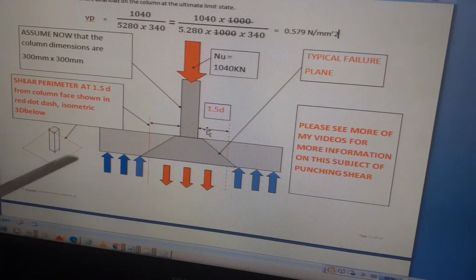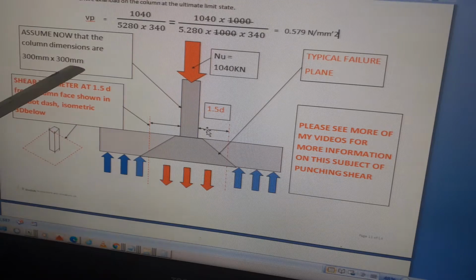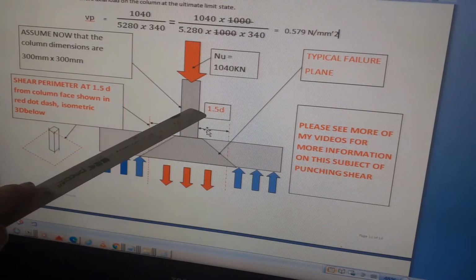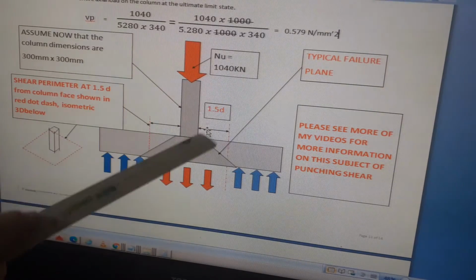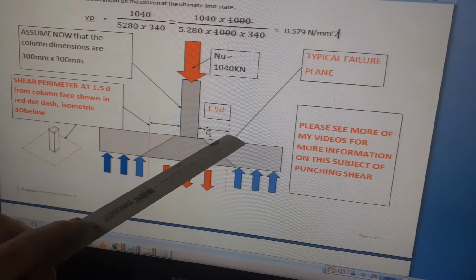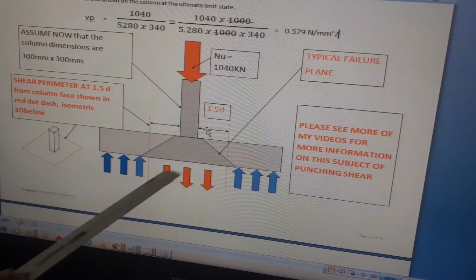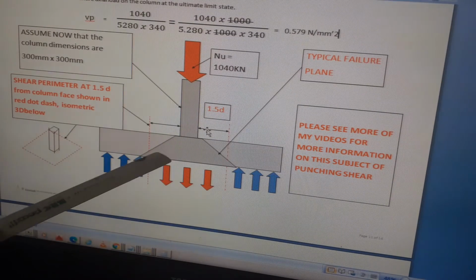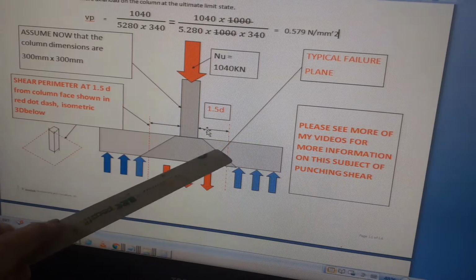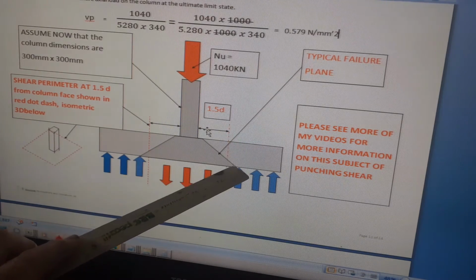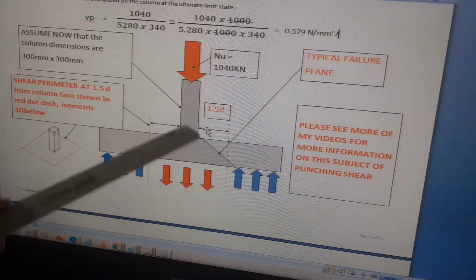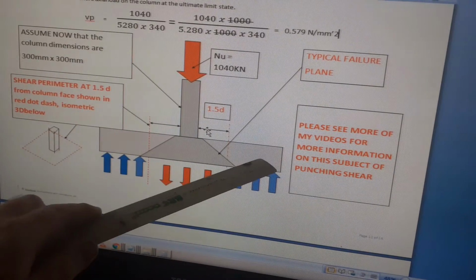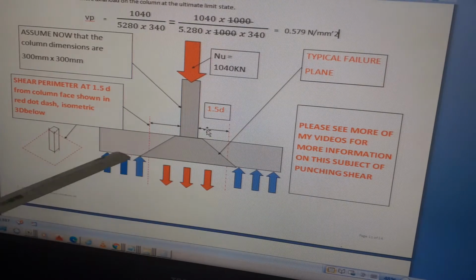Then this shear perimeter here, and assume now that the column dimensions are 300 by 300 millimeters as above. So that's the column. This is the ultimate load, 1040. Here's the shear perimeter along those lines. This is a cross section, so it's only in two dimensions, but the typical failure plane might look something like that. It's going to crack in a diagonal, almost 45 degrees. So the column would just punch away from the base, basically with shear across here.